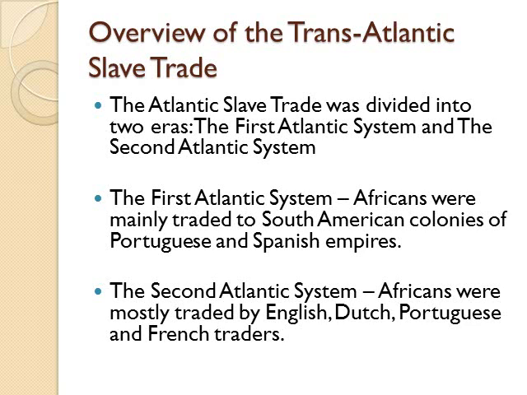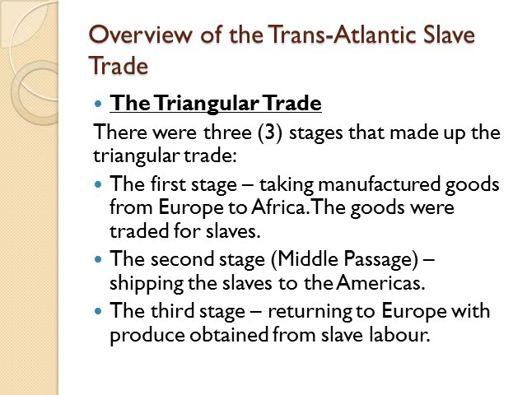The Atlantic slave trade was divided into two eras: the first Atlantic system and the second Atlantic system. The first Atlantic system was where the enslaved Africans were mainly traded to South American colonies. This accounted for 3% of the slave population, and it started in 1502 and lasted till 1580. The second Atlantic system was where the Africans were mostly traded by the English, the Portuguese, the French, and the Dutch, and this accounted for a little more than 3% as well of the people taken.